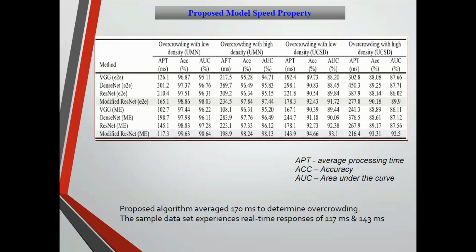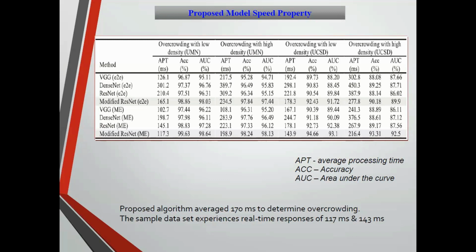Clear? And this proposed algorithm averages 170 milliseconds. It takes 170 milliseconds to determine the overcrowding. And the sample data sets experience real-time responses of 117, another one is 143, actually 145.5 milliseconds, and the first one is 117, 116.57.